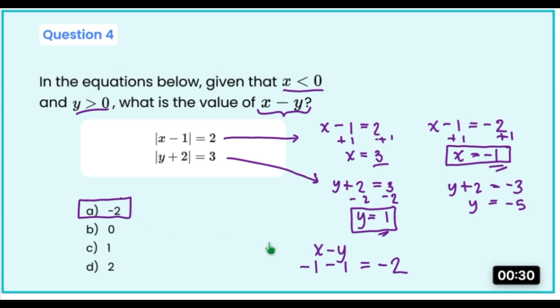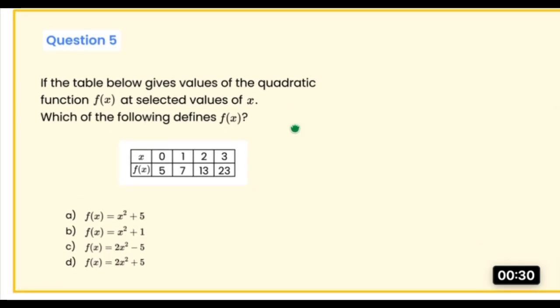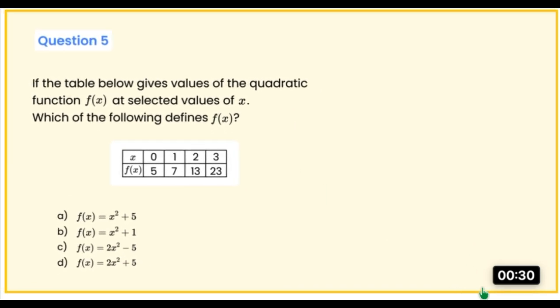Okay, congratulations. We are now moving to the last question. Question number 5. So, in this question, we have, if the table below gives values of the quadratic function f of x at selected values of x, which of the following defines f of x? And we're given this table. So I will give you 30 seconds to answer the question.